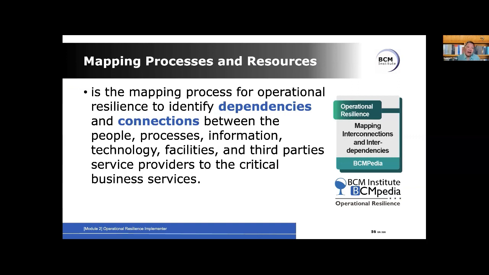Mapping of the processes and resources is the mapping process for operational resilience to identify dependencies and connections. So again, leverage on your business continuity, upstream, downstream. If you have not done it comprehensively, take this opportunity to review. All these are between the people, processes, information, your facilities, your third party vendors. They are providers to the critical business services that you have identified during stage 1.